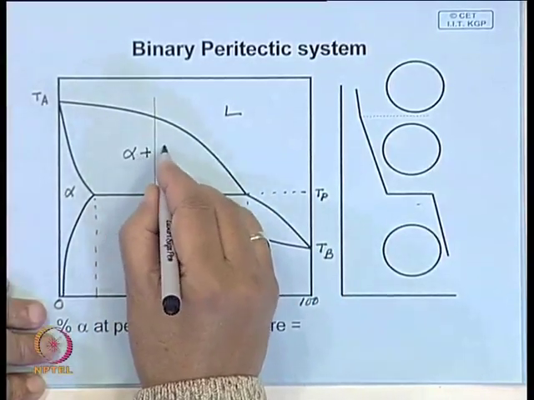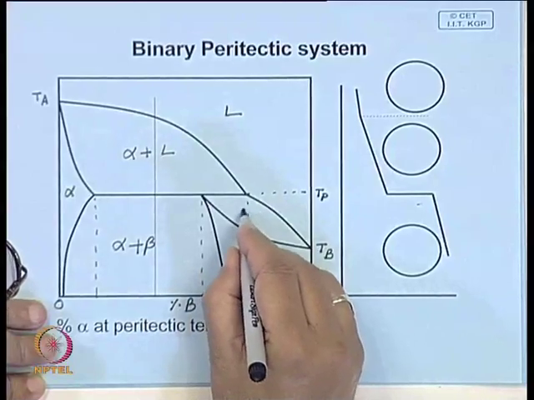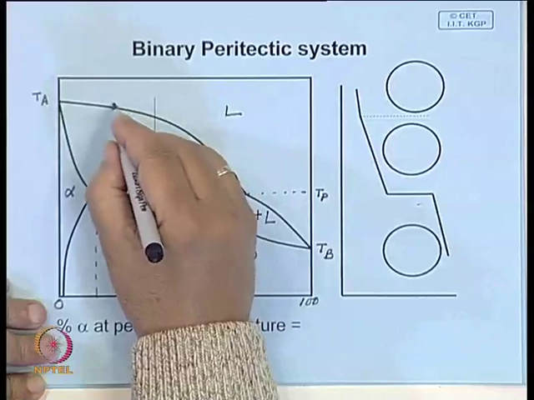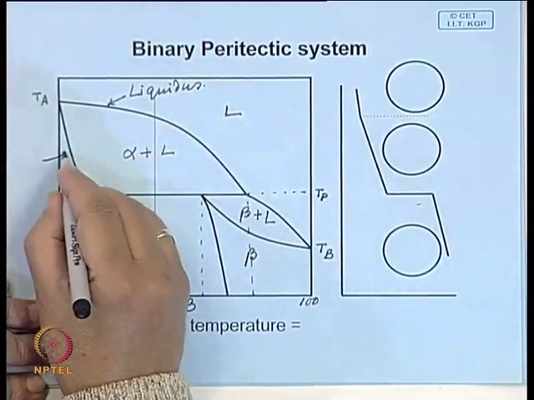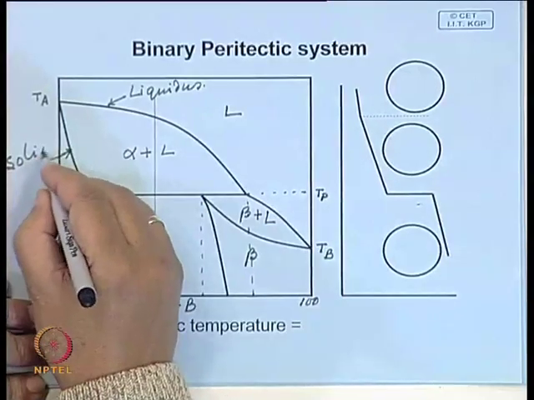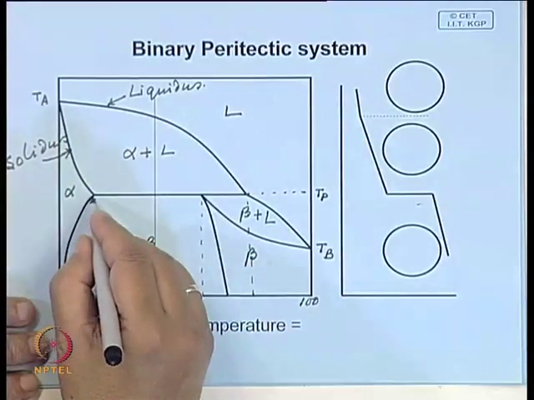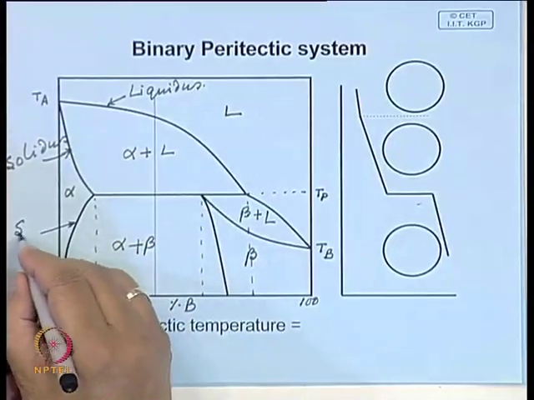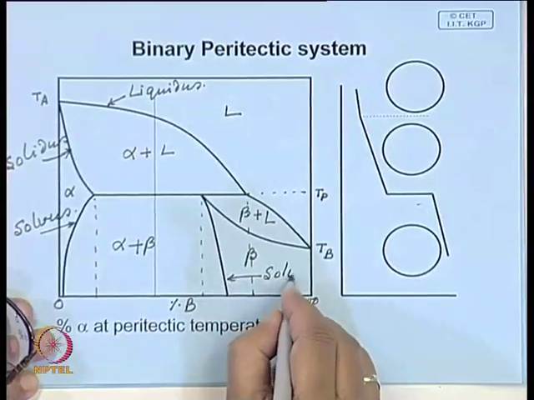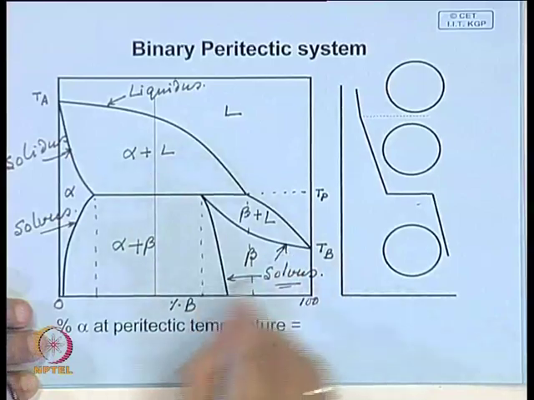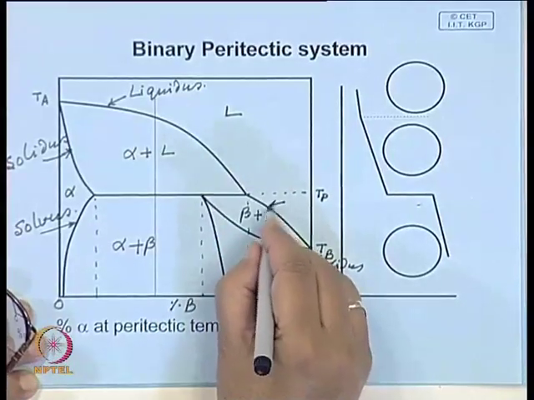And here you have alpha and liquid coexisting, here you have a microstructure of alpha plus beta, here you have beta plus liquid. And these are the liquidus temperature, this is called solidus, and these lines which show that solubility is changing with temperature, this line is called the solvus line. So, this is the solvus line, this is solidus, this is liquidus.